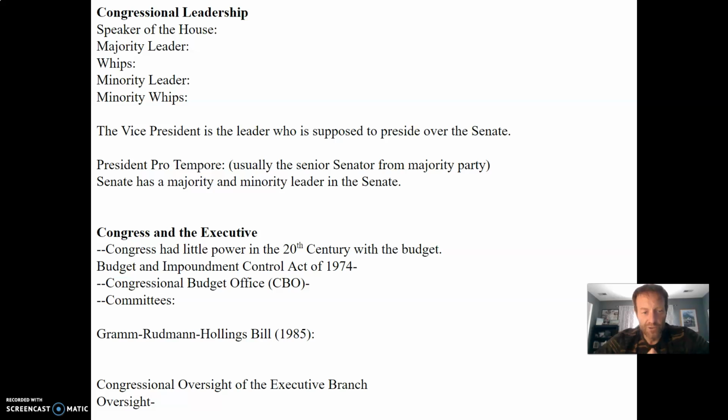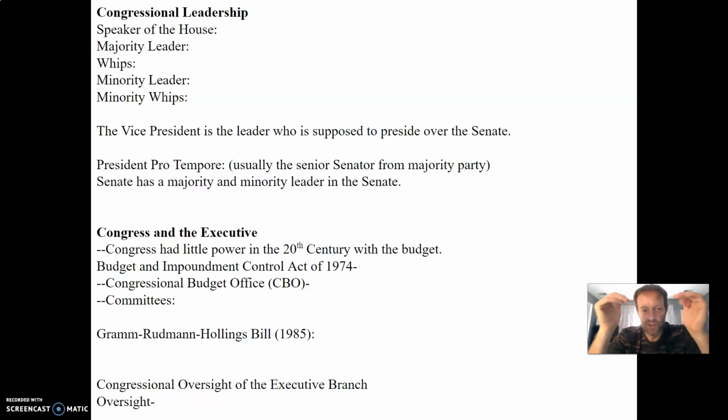But so the House, there's a Speaker of the House at the very top. So he's always going to be from the majority party, he or she. And even though it's supposed to be the leader of the entire House, it's just chosen from the majority party. There is also, so you have the speaker here, and there's a majority party leader and a minority party leader.